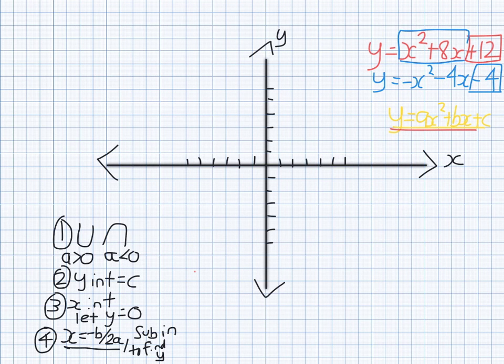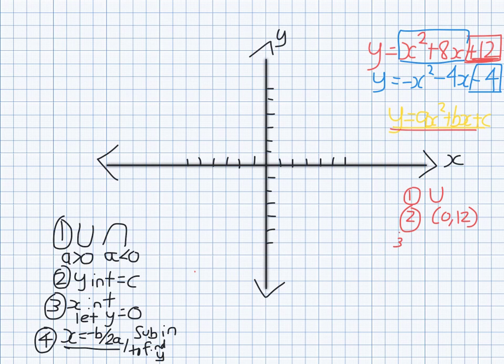So let's look at the equation in red. Firstly, the coefficient of x squared is 1. It's positive, so this will be a smiley face. Secondly, as we discussed before, the constant term is 12. If x equals 0, y equals 12. So (0, 12) is the y-intercept.